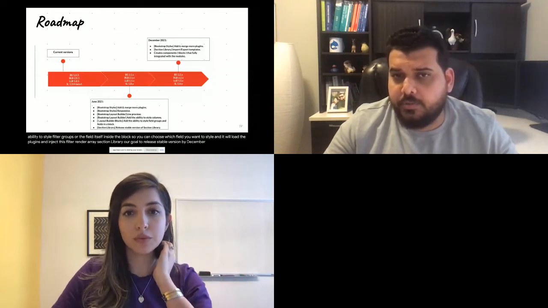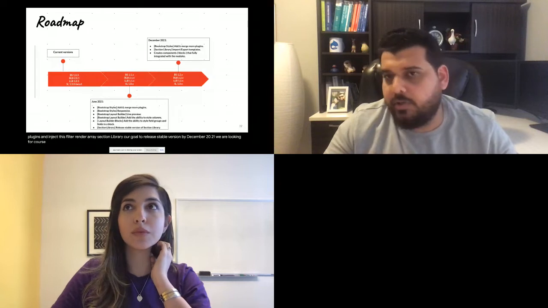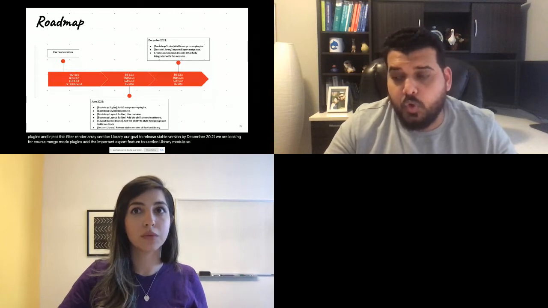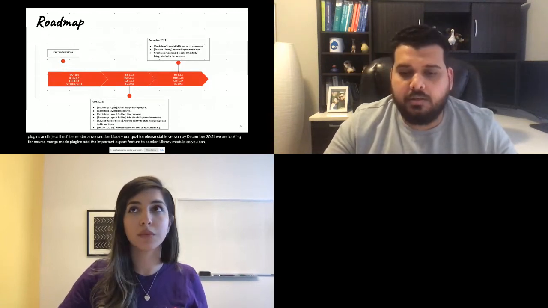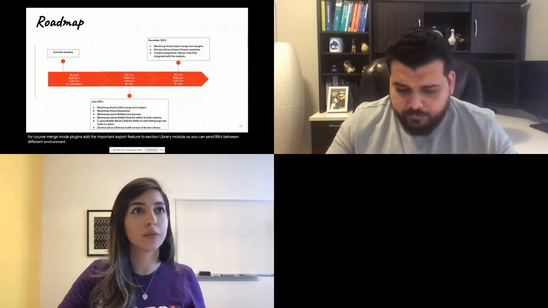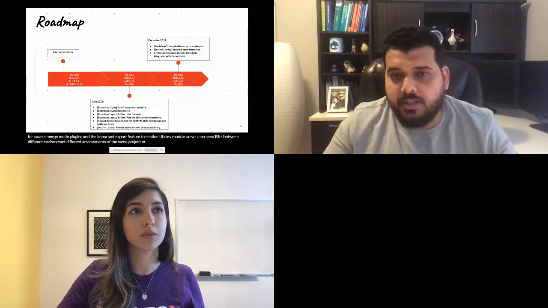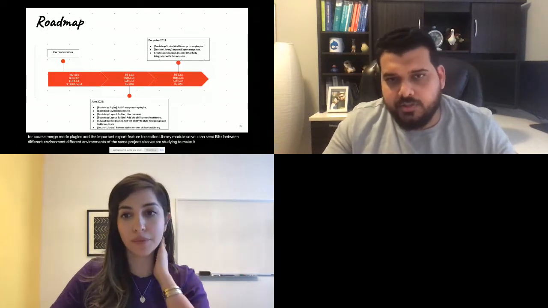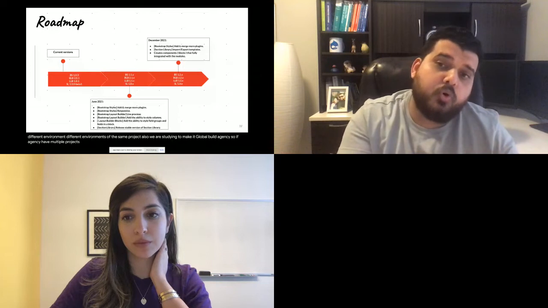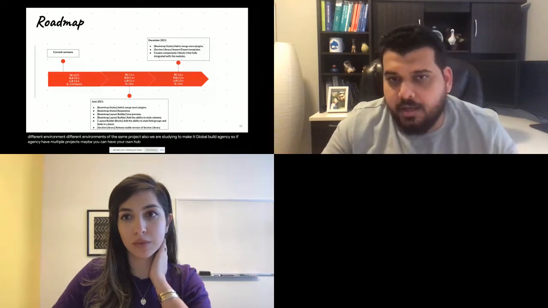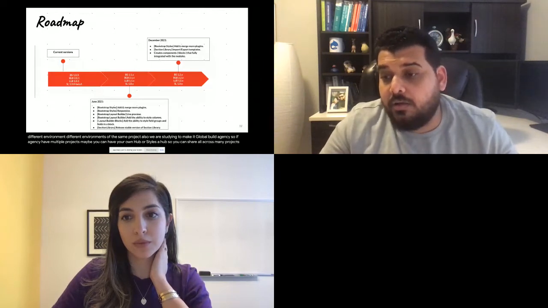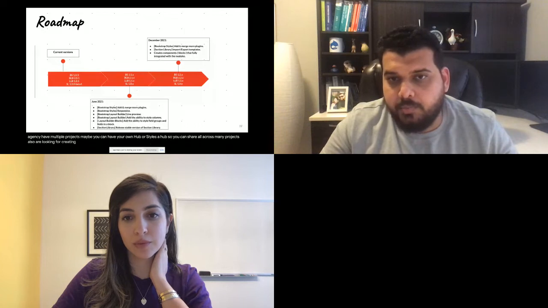Section library: our goal is to release a stable version by December 2021. We are looking to merge more plugins and add the import export feature to the section library module, so you can sync templates between different environments of the same project. Also, we are studying making it global per agency. So if an agency has multiple projects, maybe you can have your own hub or styles hub, so you can share it across many projects.